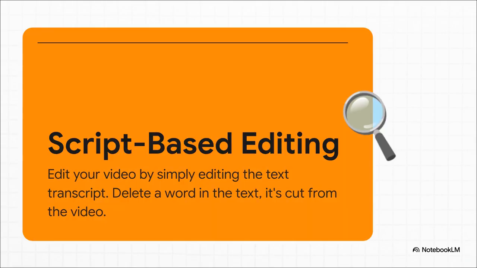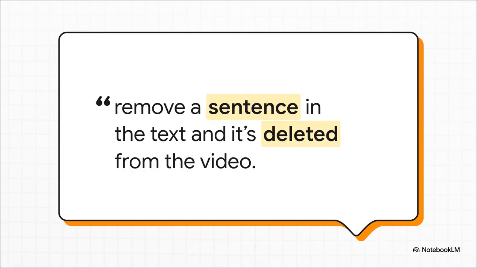One of the biggest breakthroughs is this thing called script-based editing, and it is a total game changer. So instead of you fiddling around with confusing timelines and clips, the AI just creates a text transcript of your video. And from there, you edit the video by just editing the text. It's literally that simple. You see a sentence you mumbled or don't like in the transcript, you just highlight it, hit delete, and poof, that corresponding clip is gone from your video. It makes editing video feel as easy and intuitive as editing a Word doc.